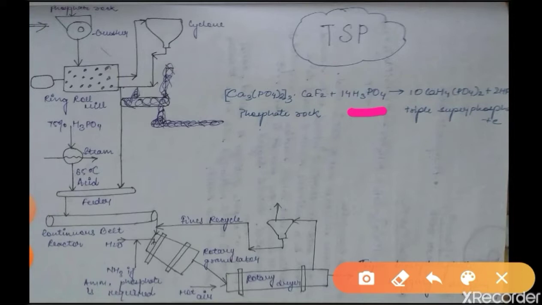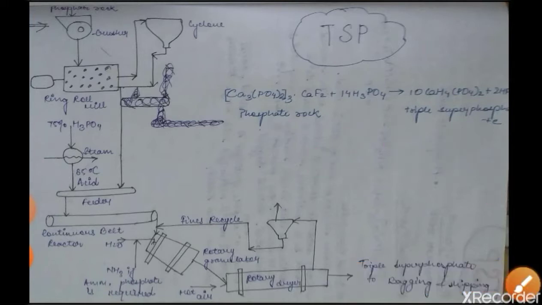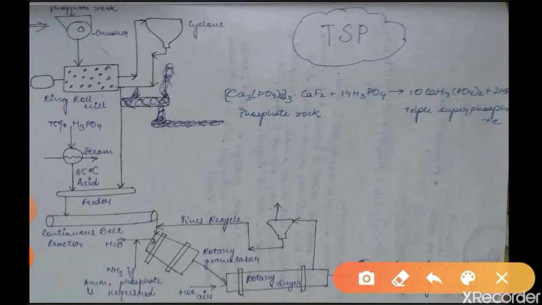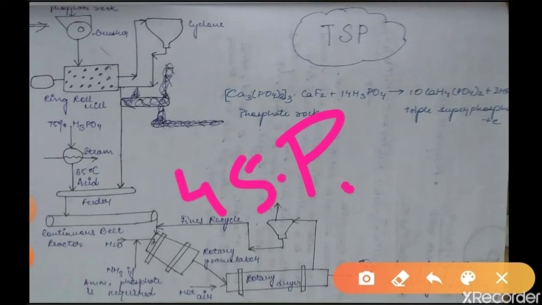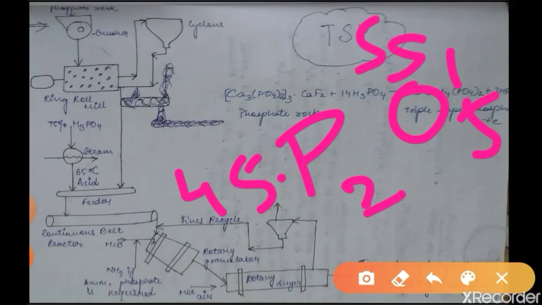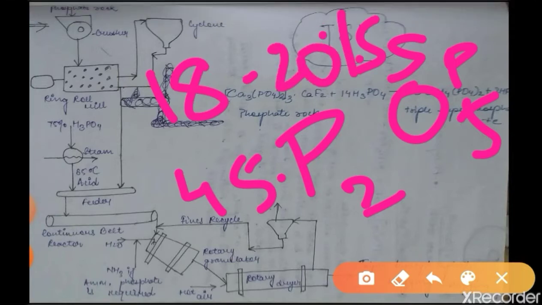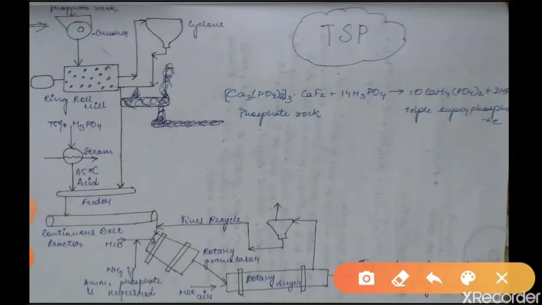The raw material in the formation of TSP is phosphoric acid instead of sulfuric acid, and the phosphate rock remains the same. TSP is basically one of the first high analysis phosphorus fertilizers. It contains 45% of P2O5. Okay, and we remember that in SSP the percentage was only 18 to 20%. So you can see that TSP is a very useful fertilizer as it contains a higher amount of phosphorus for the soil.